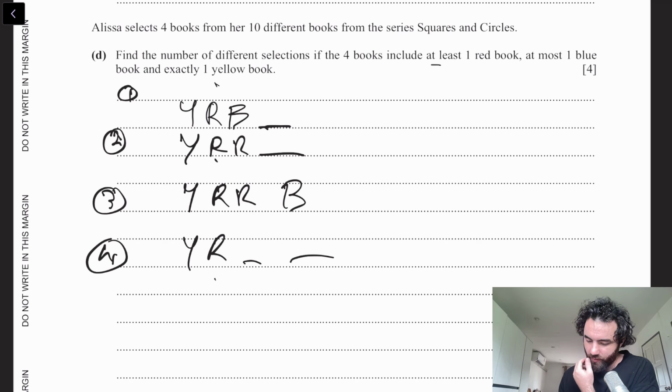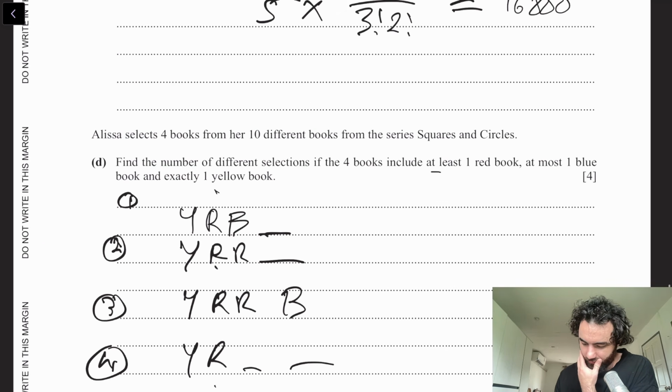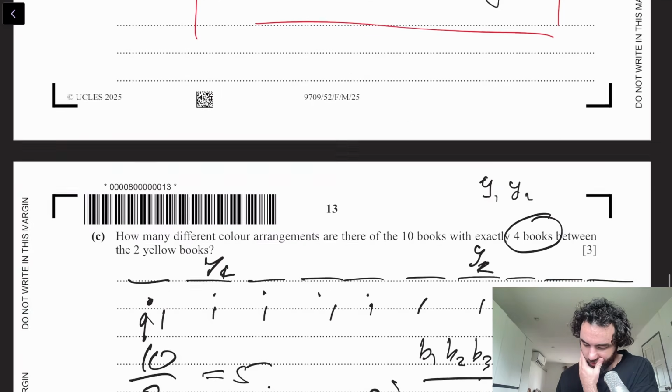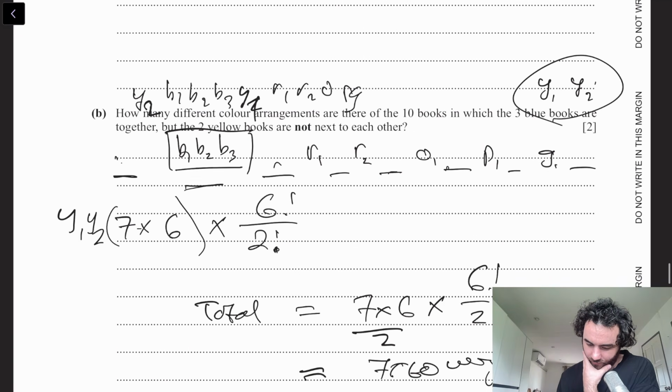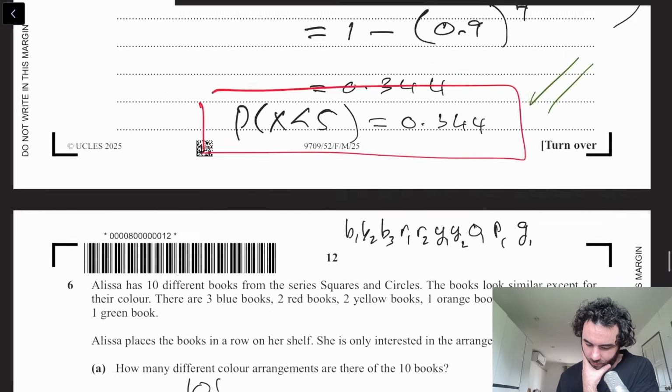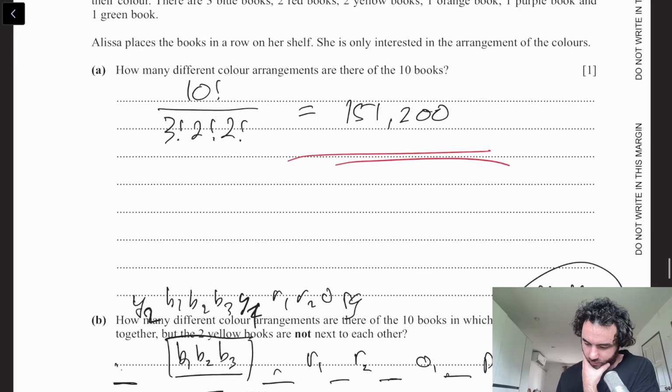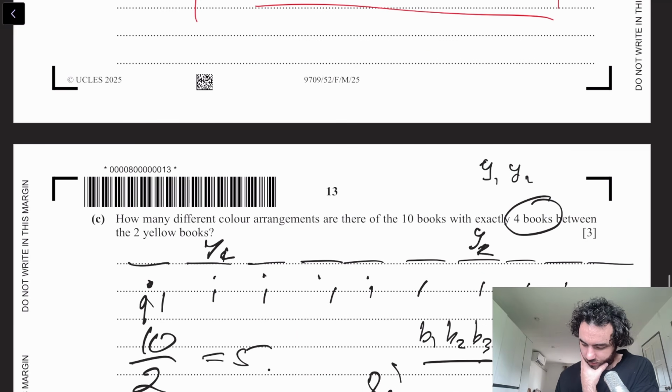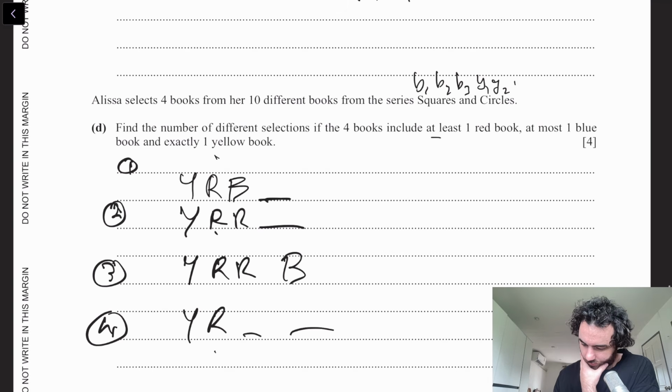So this is going to be what? Let's just write this thing out again. We have blue 1, blue 2, blue 3, yellow 1, yellow 2, red 1, red 2, orange, purple, green. So here we can select from 2 yellows to get this one. So that's 2 times, we have 2 reds, so times 2, and from blue, we have 3 blues, times 3.